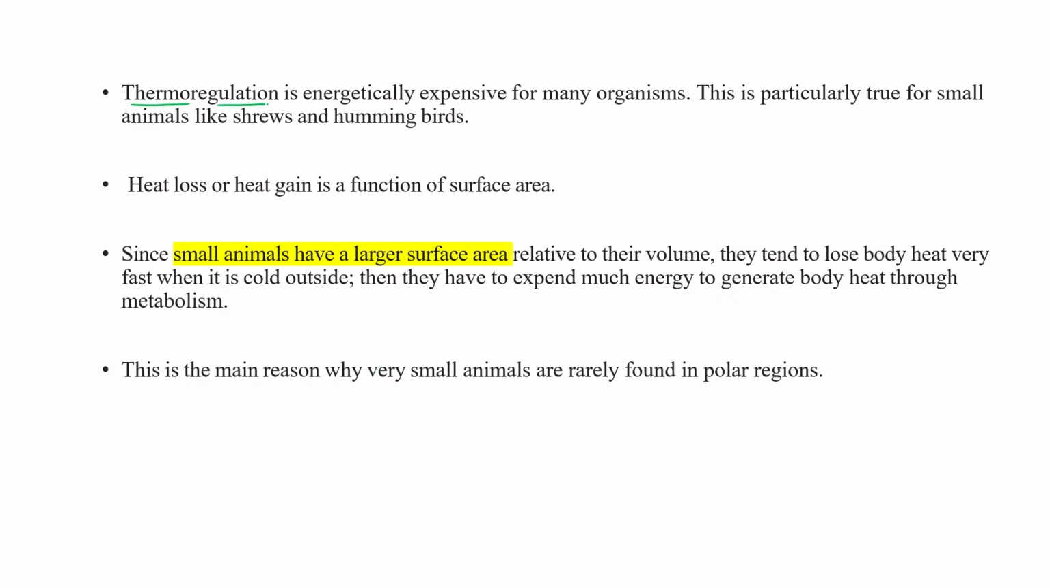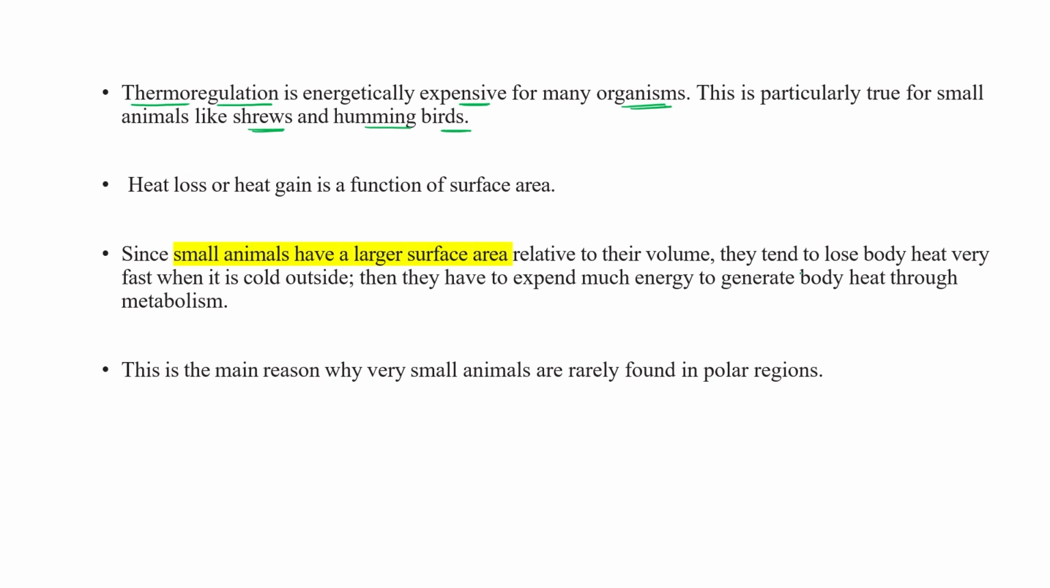Now thermoregulators. Thermoregulators are all those animals which are able to maintain their internal body temperature, and this is energetically expensive for some organisms like the shrew and hummingbird. These are animals whose surface area is more but body size is less. So heat loss and heat gain occur because of the surface area. Small animals have a large surface area relative to their volume.